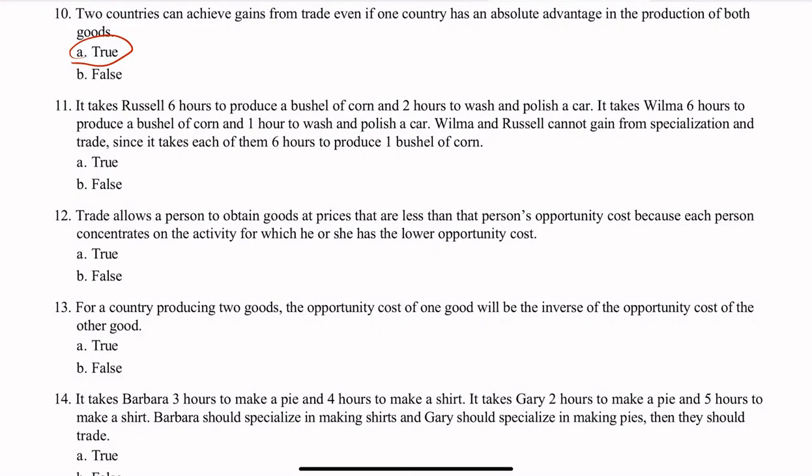So let's just start with these numbers, right? Russell needs 6 hours to produce corn and 2 hours to wash and polish a car. So what is the opportunity cost of corn? With 6 hours, Russell can wash 3 cars. So the opportunity cost is washing 3 cars for 1 bushel of corn. Okay. What about Wilma?